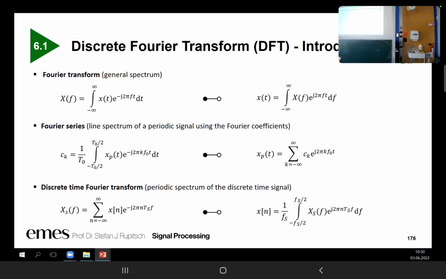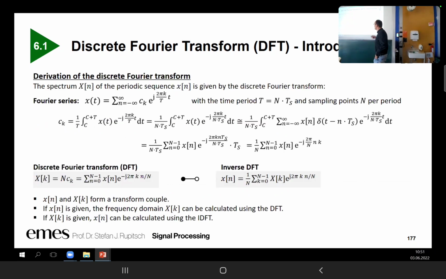Last week we already discussed this. The discrete Fourier transform leads to a discrete spectrum. The discrete time Fourier transform is the starting point of the discrete Fourier transform. The main difference between the discrete time Fourier transform and the discrete Fourier transform is that in the discrete Fourier transform we also discretize the frequency domain. This is shown here, how we can write this down in a very compact manner.